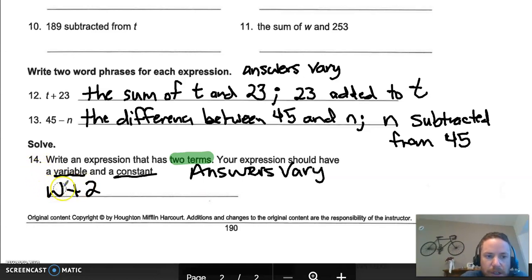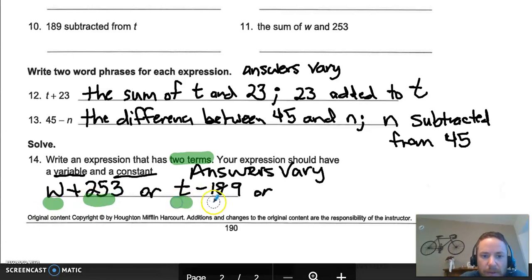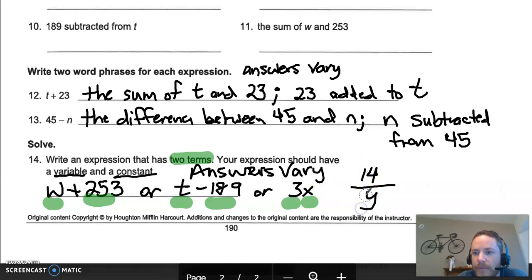So we could do w plus 253, because that's one of the things we did on this page. Or we could do t minus 189. What do these two expressions have in common? Well, they both have a variable and a constant. I could do 3x, that has a variable and a constant. I could do 14 divided by y, that has a variable and a constant. There are unlimited answers here, and you just have to make one up.